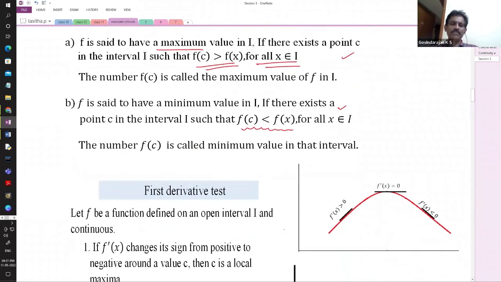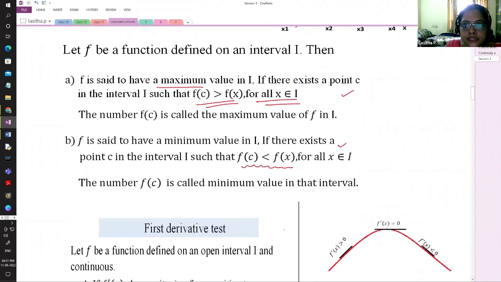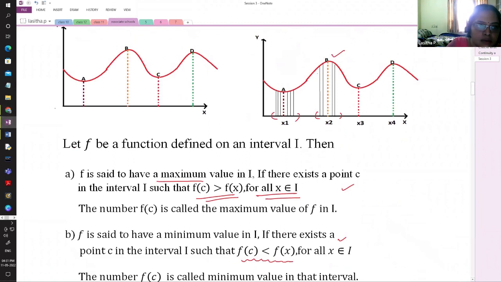Local maximum or local minimum? Absolute means, in this whole interval, what are all the maximums we are getting and what are all the minimums? The least will be the absolute minimum, and out of all the maximums, the greatest one will be the absolute maximum.